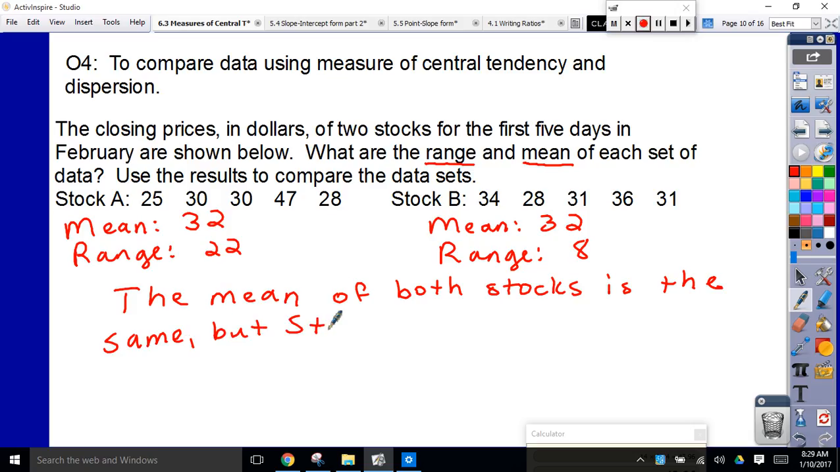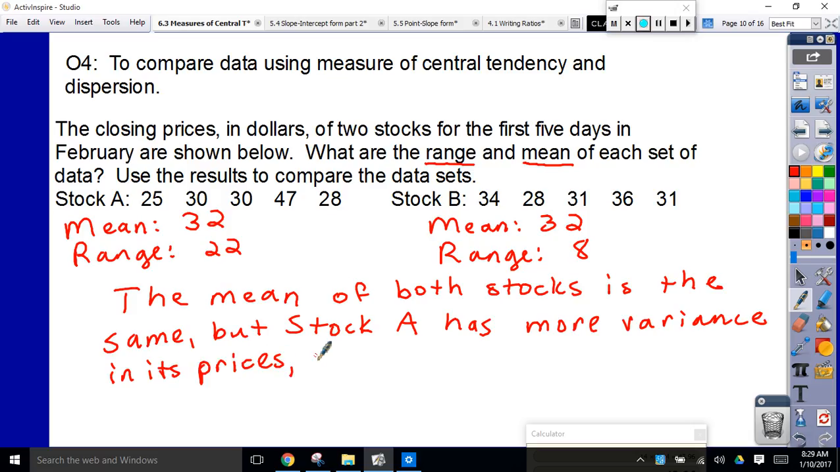But stock A has more variance in its prices, as evidenced by a larger range. And then I might actually go on to say, I can get pretty wordy when I'm doing these kinds of things, I might go on to say, therefore I would invest in stock B because it's more predictable. But I'm not going to write that down.